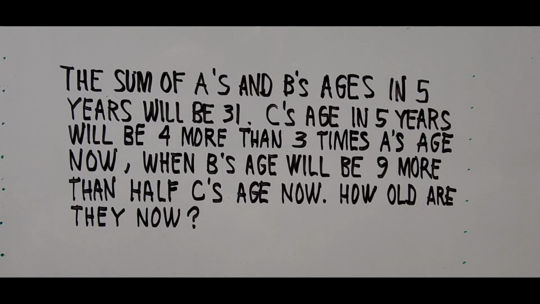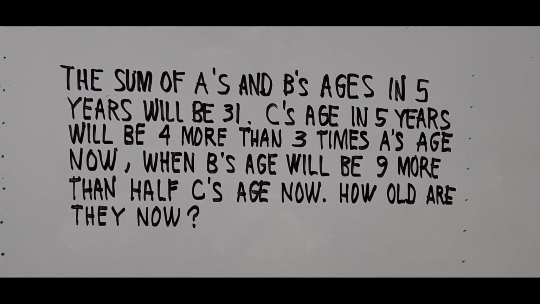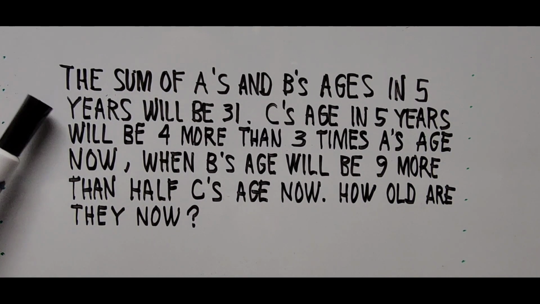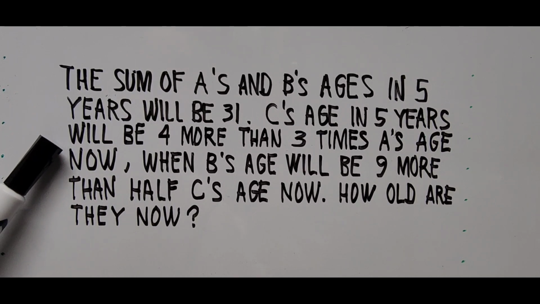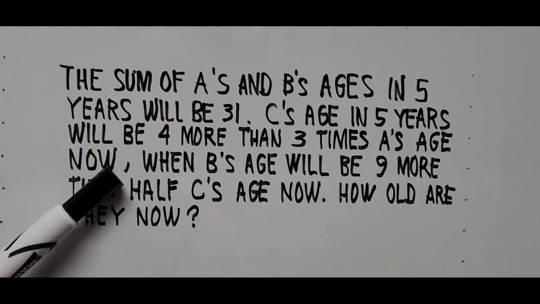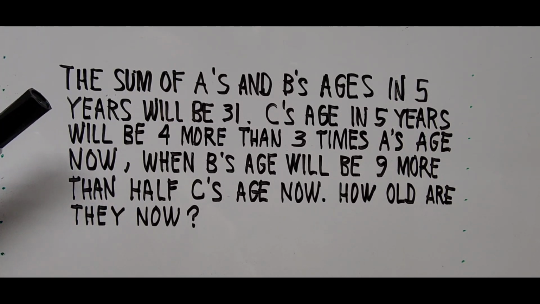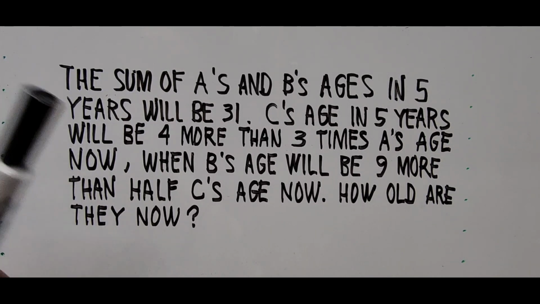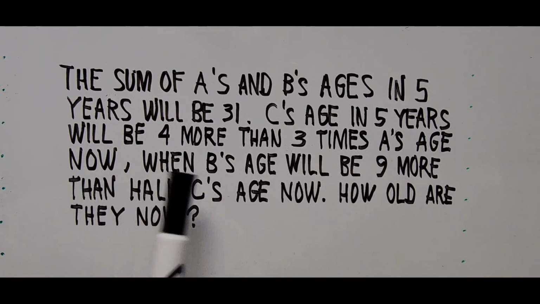Any one of you who would like to attempt and solve this problem, just feel free to pause the video. And so how are we going to solve this problem? Let's start. The sum of A's and B's ages in 5 years will be 31. C's age in 5 years will be 4 more than 3 times A's age now. There's a comma, so we have to pause. Here's a comparison of ages of C and A: C's age in the future compared to A's age in the present, so is now.